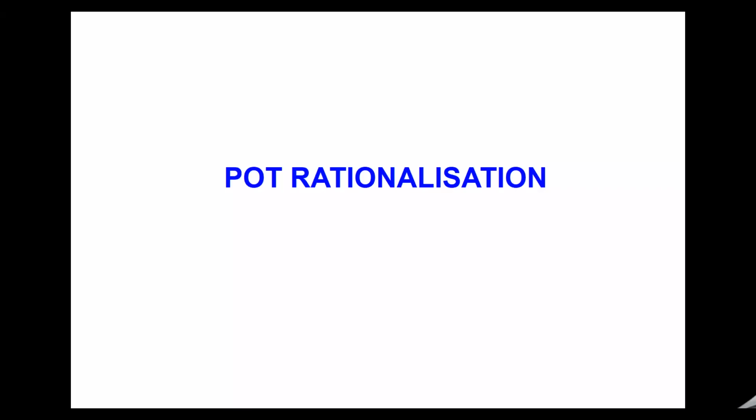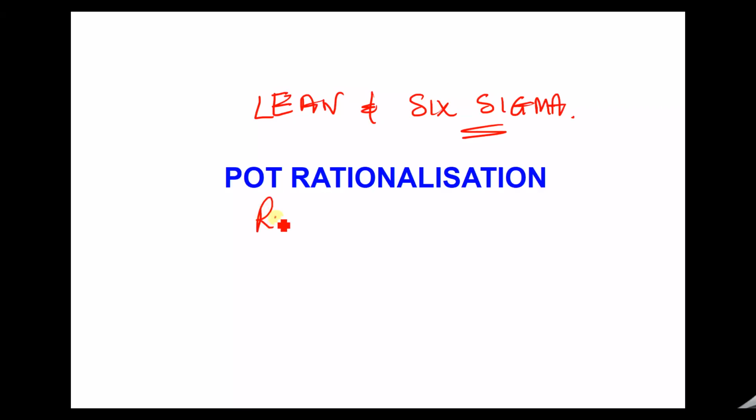Okay, welcome to Complexity Made Simple and the latest case study, pot rationalization. Now this is a great case study to show you where lean and Six Sigma meet, why they're both trying to do similar things, and essentially it is the removal of variability.